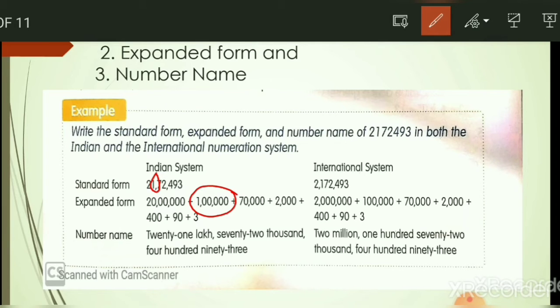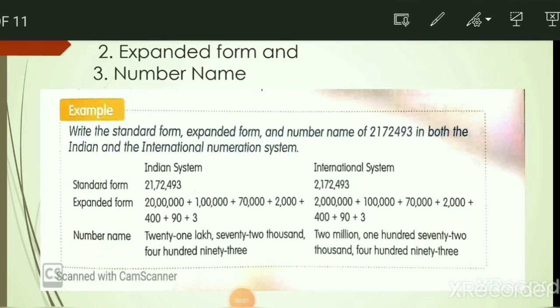Coming to the next, we have 7, and after 7 we have 4 digits. So we can put 4 zeros, and so on. So in this manner you will be able to write any number into its expanded form. And naming again is very easy, which you have already done, that 21,72,493. And this also the name is 2 million, then 172,493.